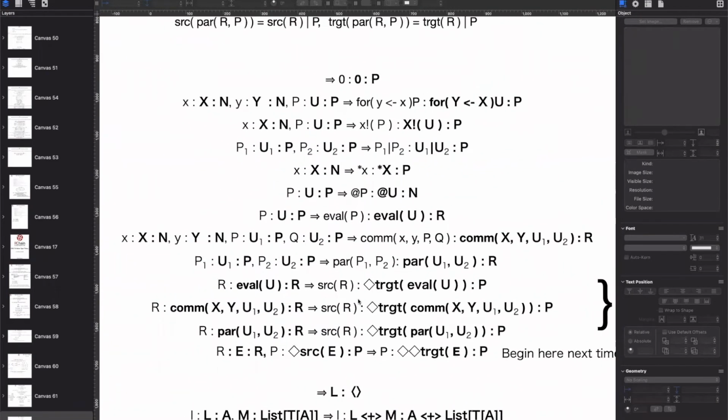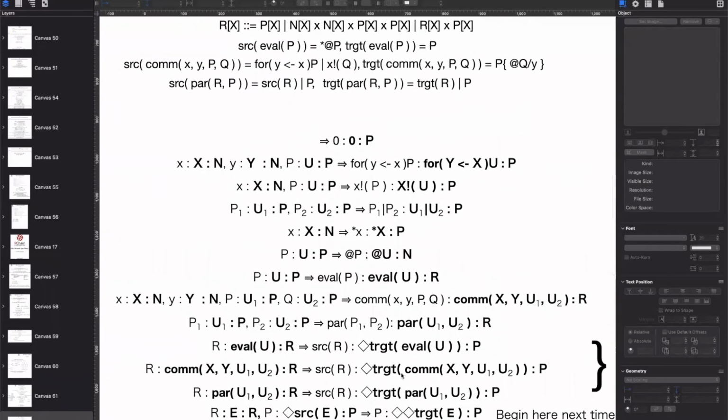So that thing is of type possibly target of com, right? And we know that the target of com in this case will be a type that looks roughly like this, and that's going to be of kind P, and similarly for par.